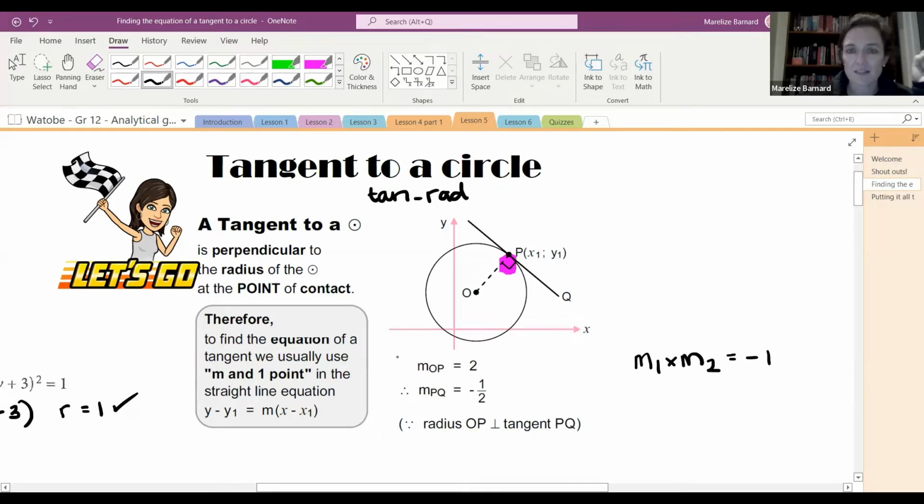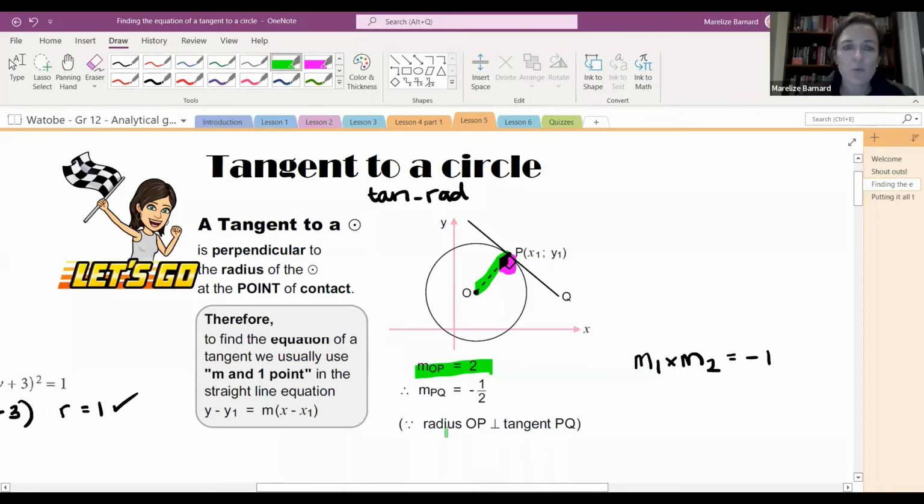So, for instance, if my gradient of OP is this line here, if that gradient is 2, let me actually also color match it so that it's in green. If that gradient is 2, then the gradient of PQ will be -1/2, because the two multiplied together must give me -1.